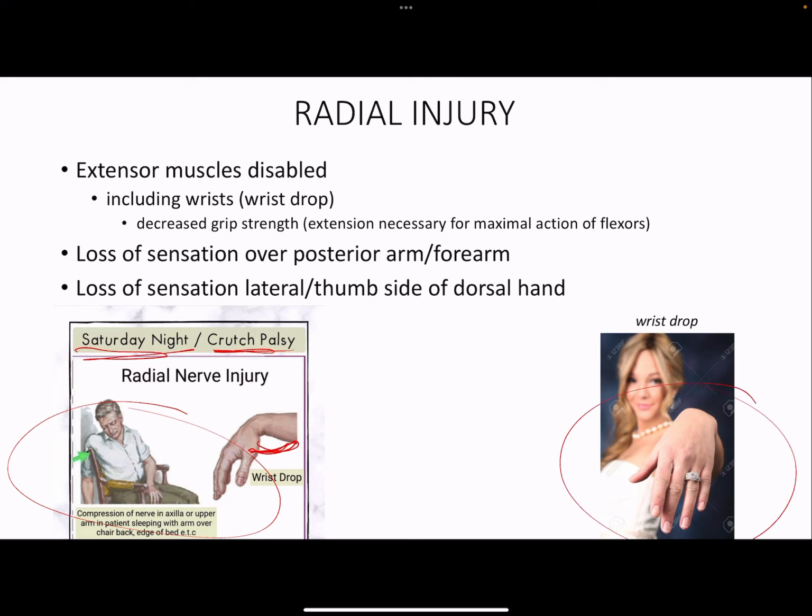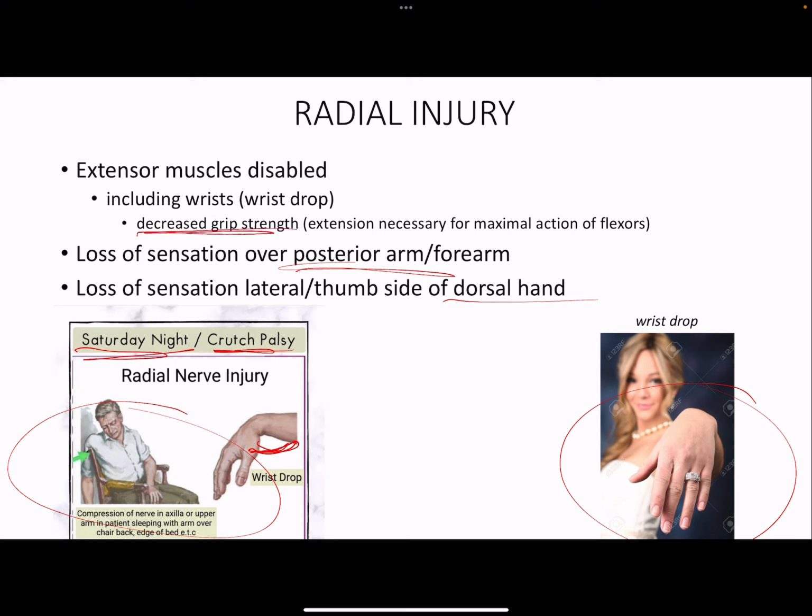Imagine somebody showing you their wedding ring, or a person who wants you to kiss their hand. That's a wrist drop as well. Loss of sensation over the posterior arm and forearm, and loss of sensation, remember, on the lateral thumb side of the dorsal hand. Not much going on for the palmar hand. So this is all radial injury.